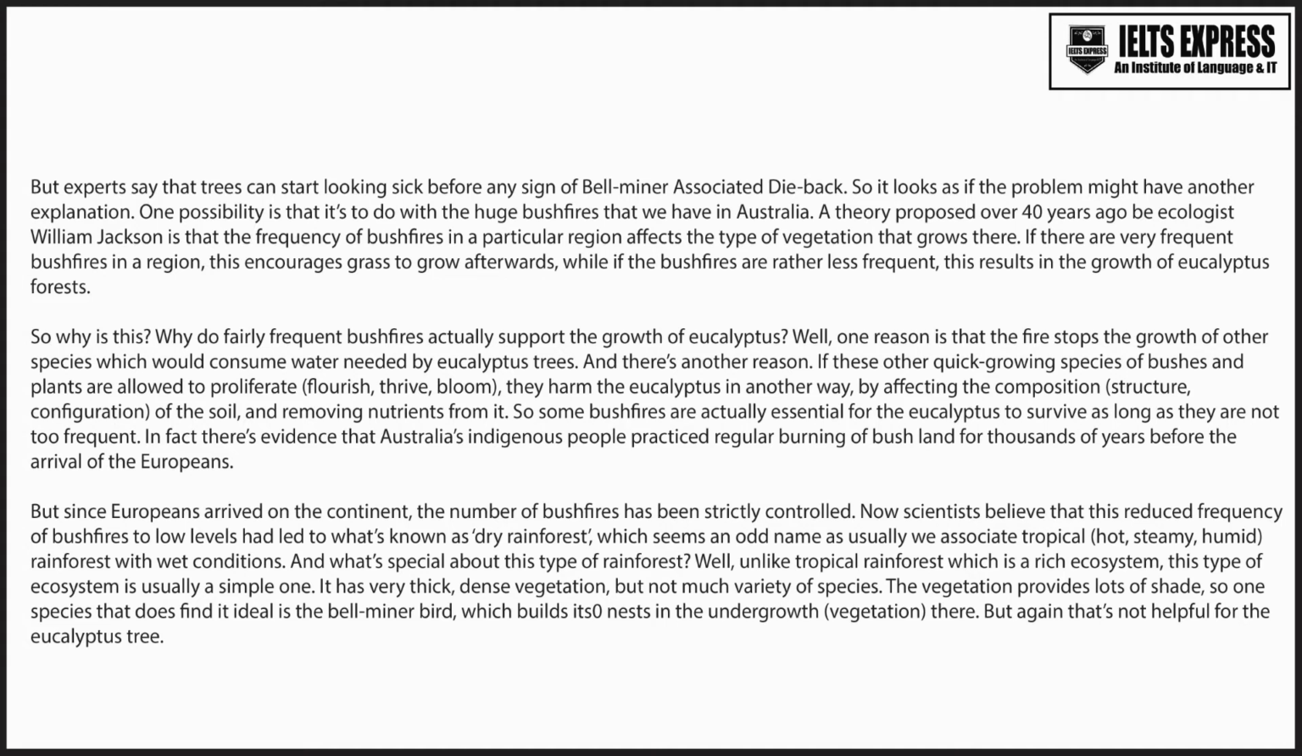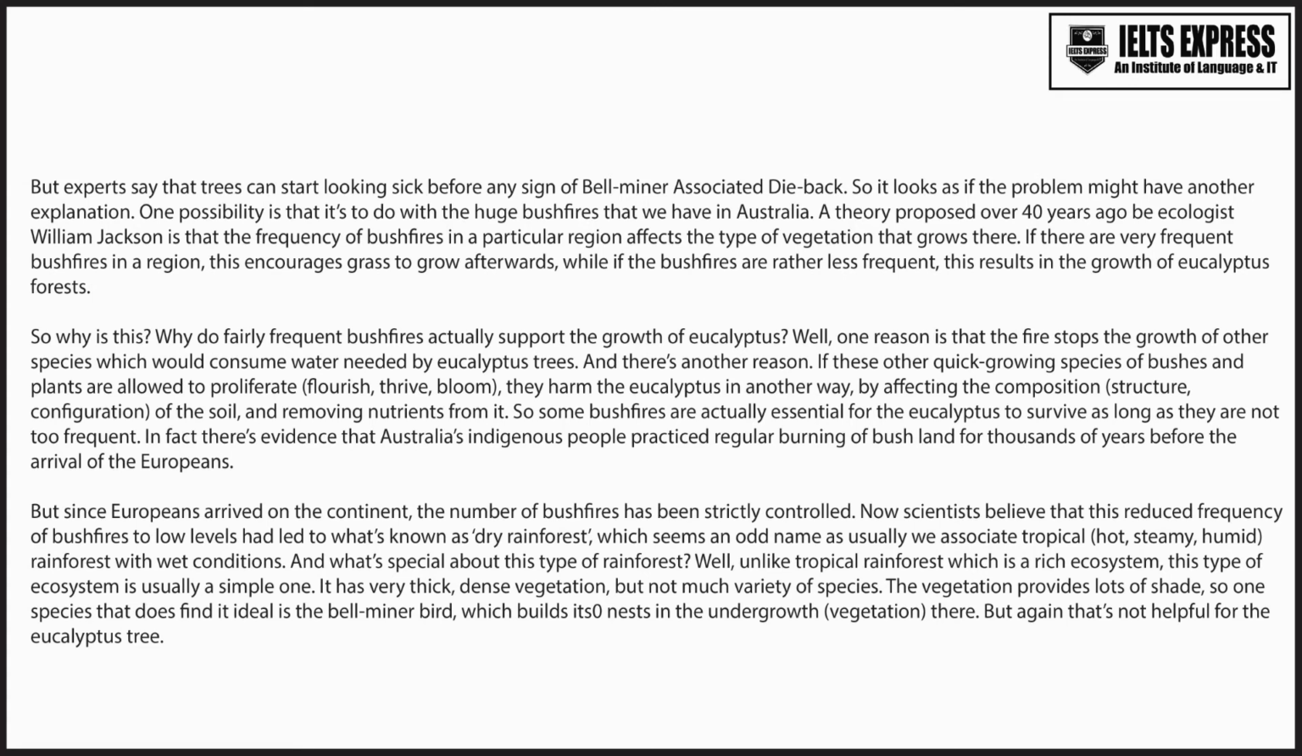In fact, there's evidence that Australia's Indigenous people practiced regular burning of bushland for thousands of years before the arrival of the Europeans. But since Europeans arrived on the continent, the number of bushfires has been strictly controlled. Now, scientists believe that this reduced frequency of bushfires to low levels has led to what's known as dry rainforest, which seems an odd name as usually we associate tropical rainforest with wet conditions.